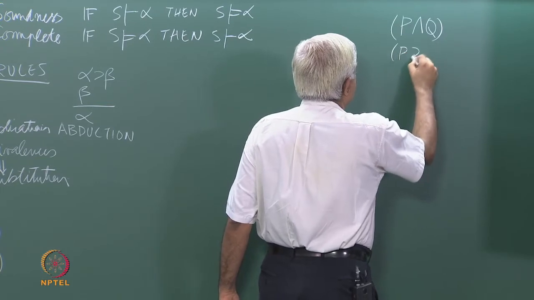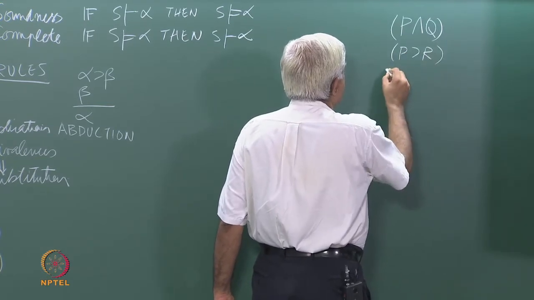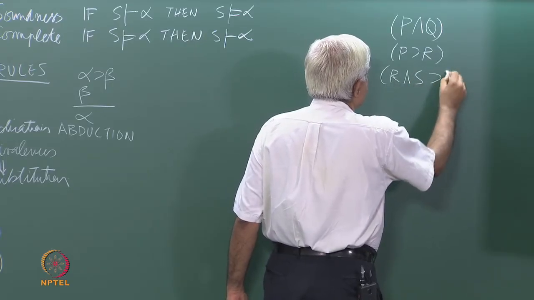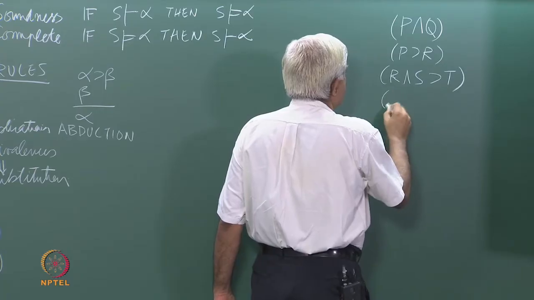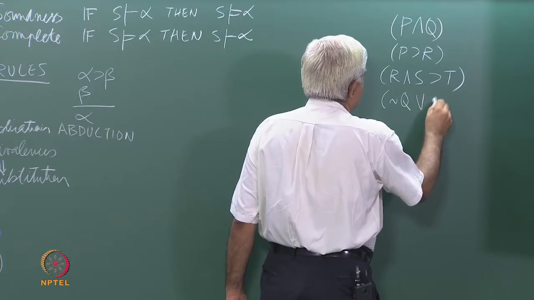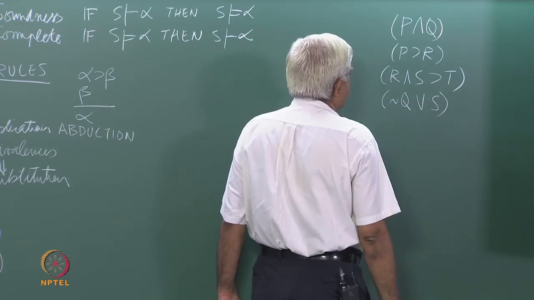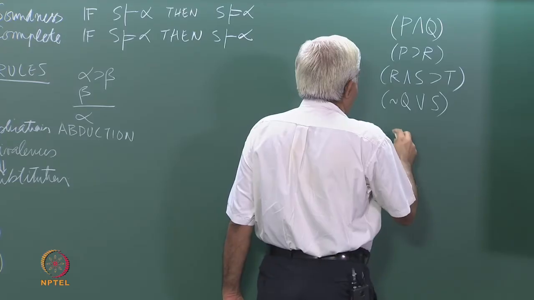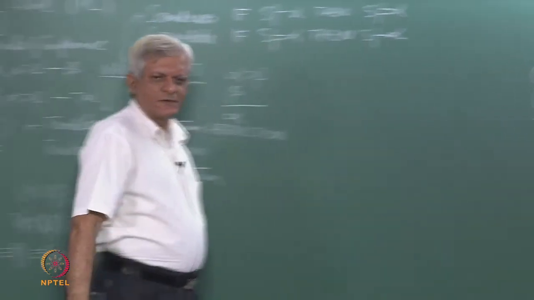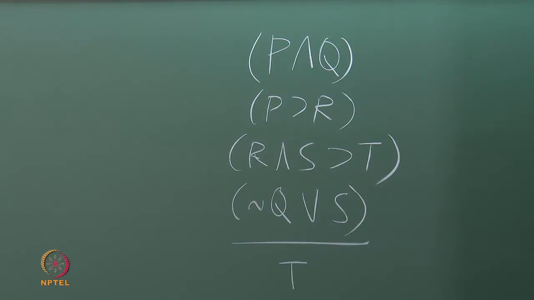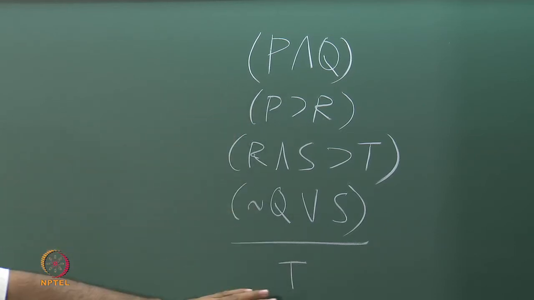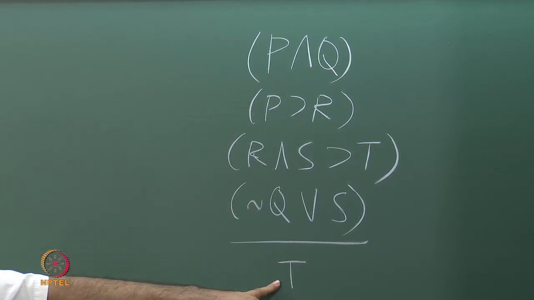Then P implies R, then R and S implies T, then not Q or S, and from this you have to show T. That was the problem that we looked at last time or something very close to this. So, these are the 4 premises given to S, the set of sentences S, and from this we have to show that T is derived essentially.